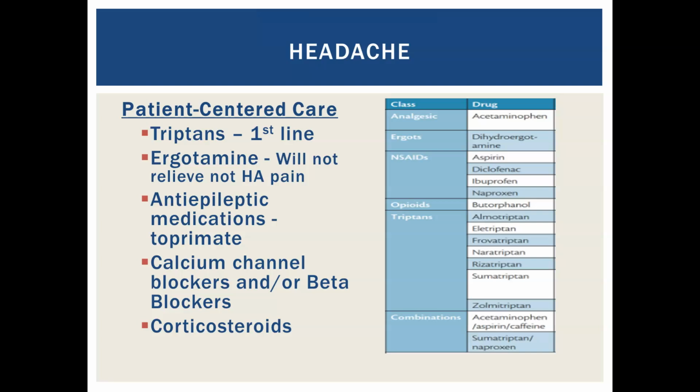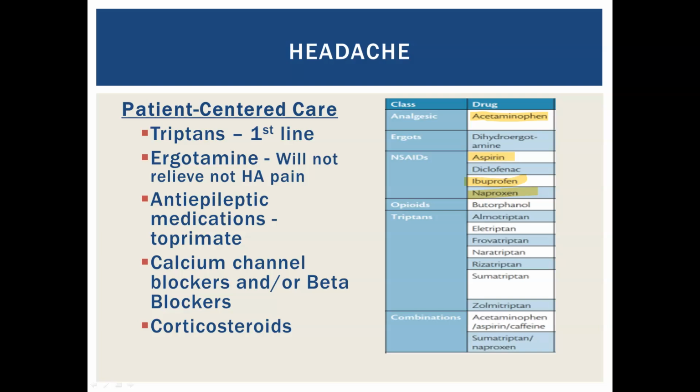medications like topiramate, your calcium channel blockers, your beta blockers. You can throw in a corticosteroid in there. And over here, it kind of just gives you different examples of the medications that you would be looking for. Again, I still say that if I were looking for something from a testing standpoint on NCLEX, I would look at your acetaminophen, your ASA, ibuprofen, naproxen.